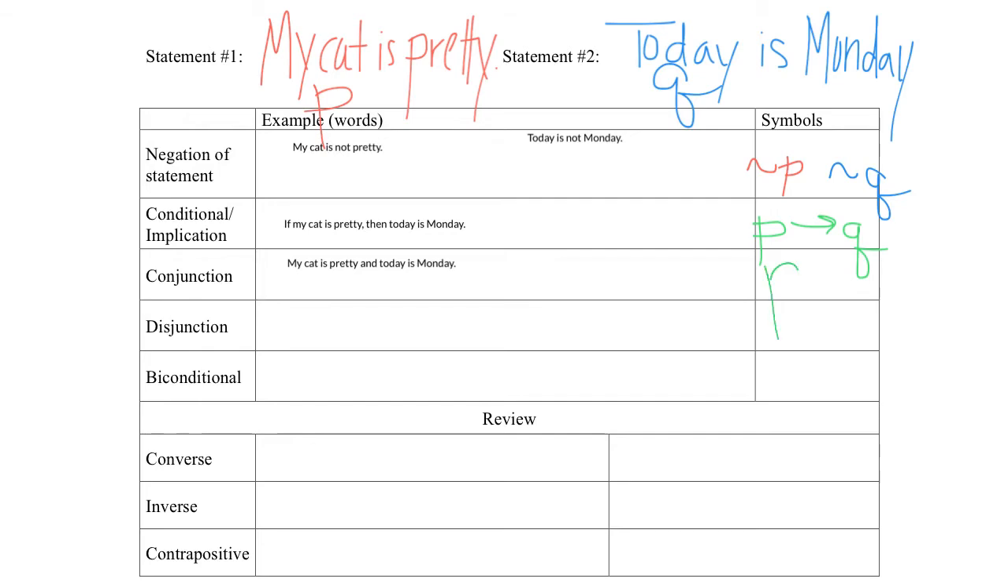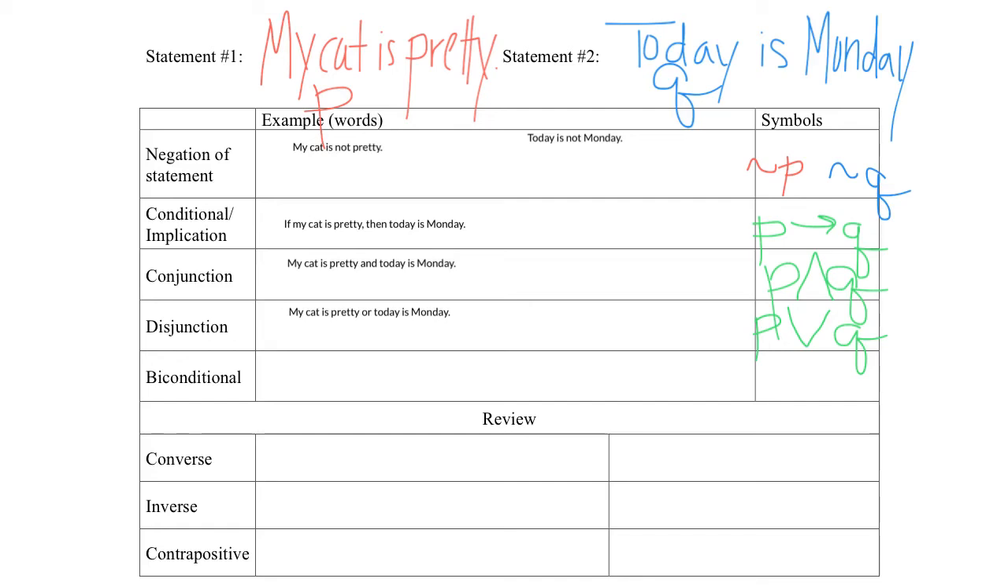And for the symbols for this, the symbol for and is an upside down V, or you can think of it as like you're writing the letter A for and, but no line across it. That stands for and. So P and Q, written in that way. All right, the disjunction, this was the or. My cat is pretty, or today is Monday. This time it's a regular V, kind of a big V. That's the word or. So you would just say P or Q when you read that out loud, but this time it's an upward facing V.